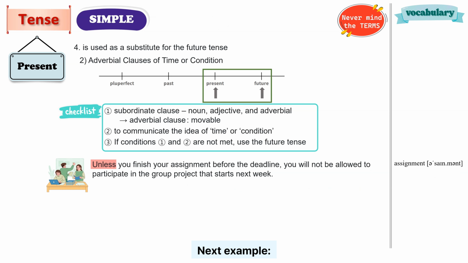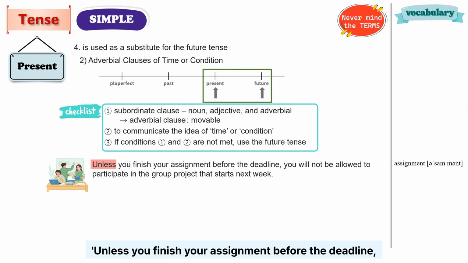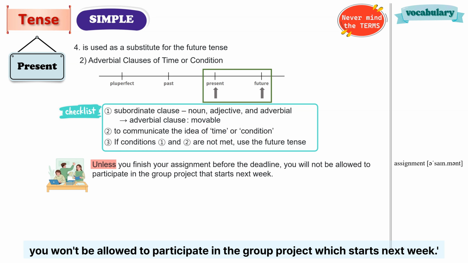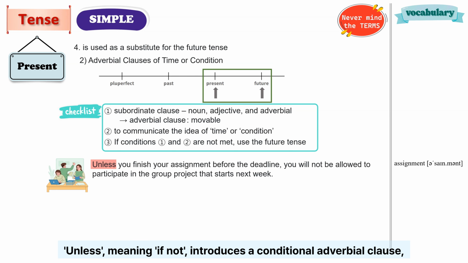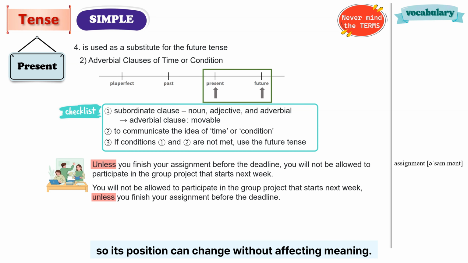Next example: unless you finish your assignment before the deadline, you won't be allowed to participate in the group project, which starts next week. Unless, meaning if not, introduces a conditional adverbial clause, so its position can change without affecting meaning. The main clause stays in the future tense, and the subordinate in the present tense.